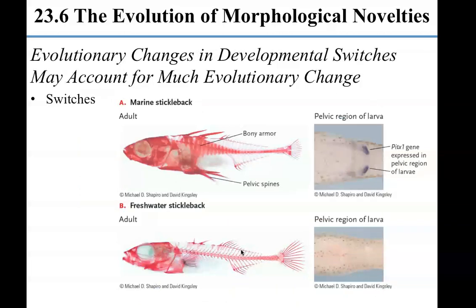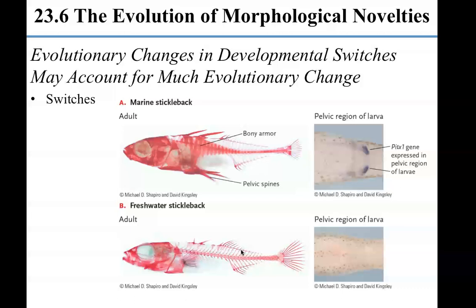Another example of how developmental changes can account for pretty dramatic changes in speciation is genetic switches being flicked on and off. What I mean by that is there are genes that control the development of an organism. And sometimes, instead of a mutation forming and creating new information, just the pattern of flipping genes on and off can affect the resulting phenotype of the organism. So let's just go to the example.